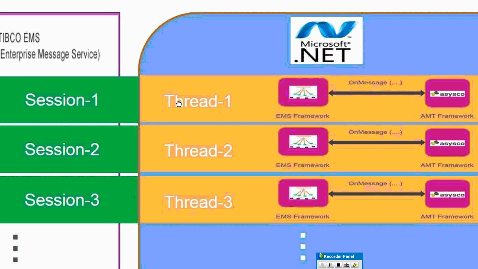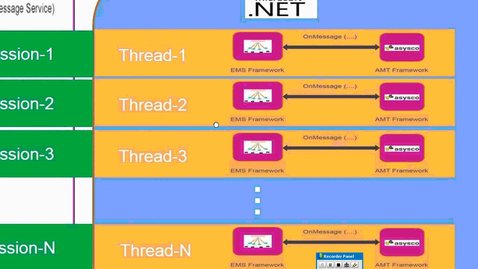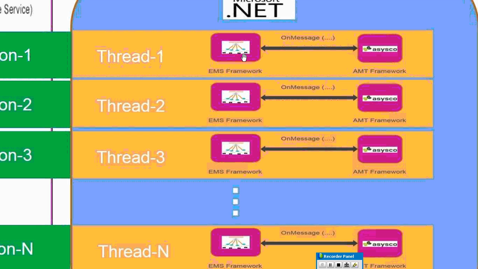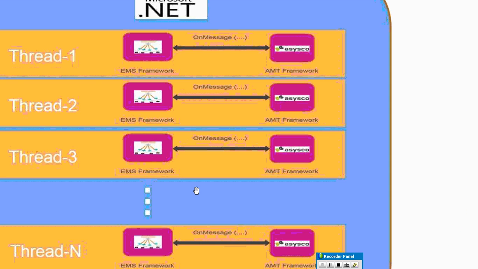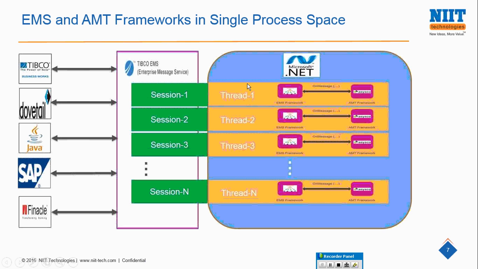These are the sessions with the EMS and the corresponding threads in the .NET, and then every thread is having the call from EMS to the AMP server through this onMessage. And your Java, your Kubernetes, all talking to .NET through EMS.